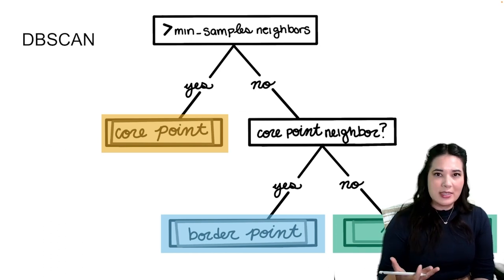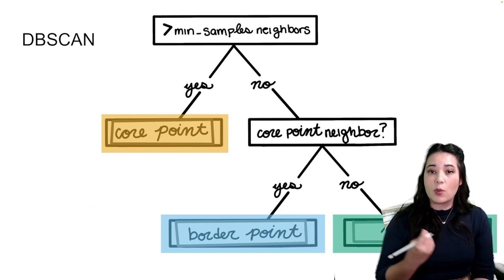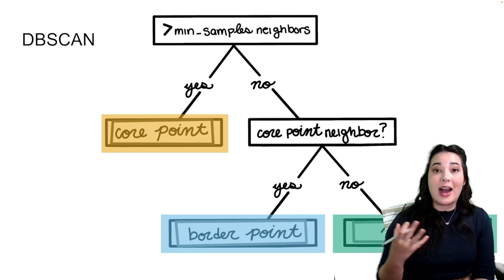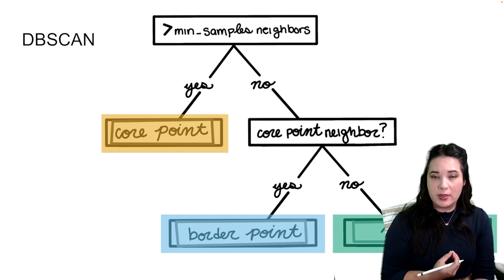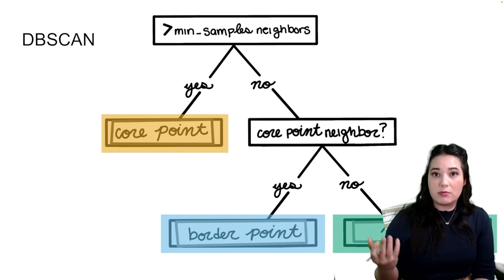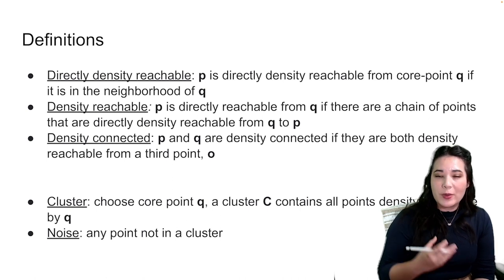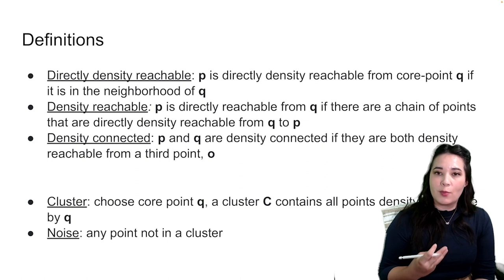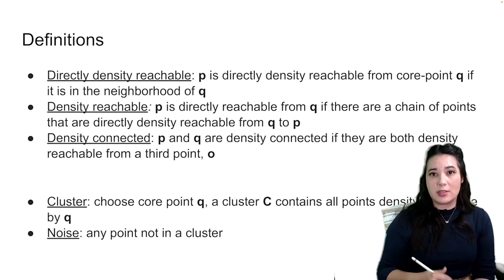So what does this have to do with our algorithm? Well, we're going to use these three types of points in order to create our clusters. Remember, we want clusters that are high density, which means data points are very close to their neighbors. And what has high density? Core points. So in order to talk about the algorithm of how we connect core points in order to create clusters, we need three more definitions. These are basically in order from most to least restrictive.